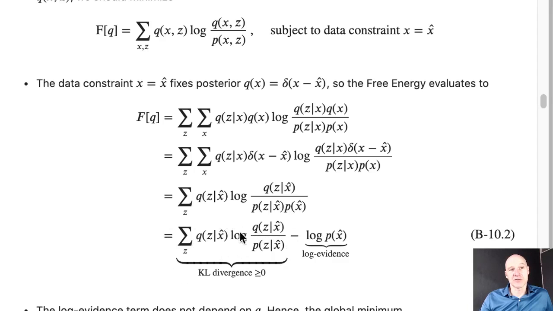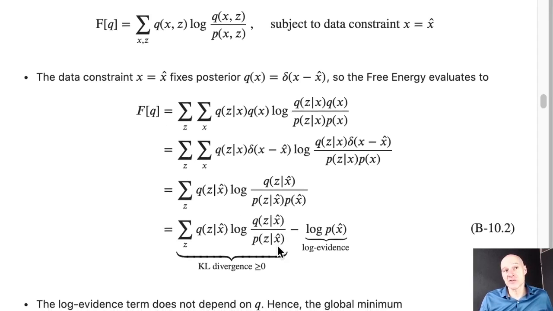So this is a KL divergence. This is always greater than or equal to 0, and it is only 0 when Q equals P. This is not a function of Q. So it's very easy then to see how F is minimized. F is minimal with respect to Q if the numerator, Q(z given x hat), equals P(z given x hat).